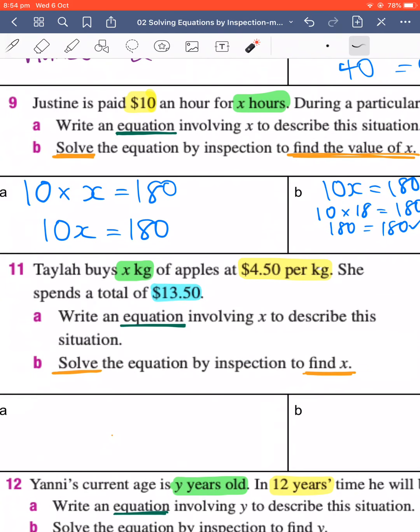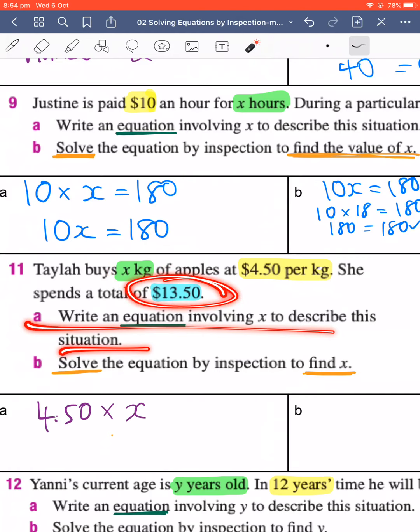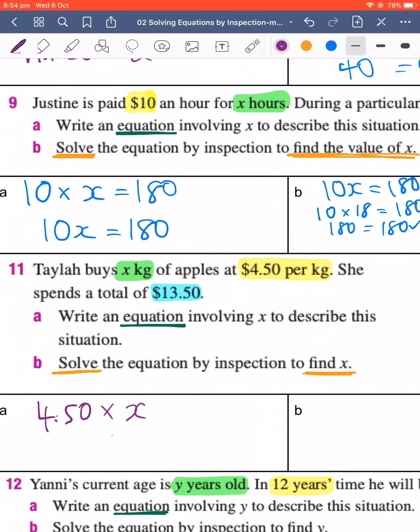Next one. Taylor buys X amount of kilos. So we don't know how many, at this much per kilo. So we're going to be multiplying again as we did just before. I've got my number 4.50 and I'm multiplying it by X because I'm writing my equation, which is what the question's asking me to do. And she spent a total of $13.50.